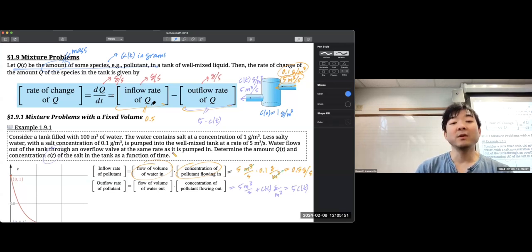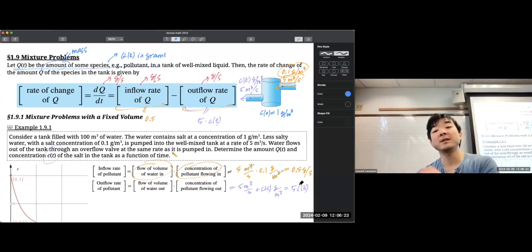But they usually don't give you the inflow rate in terms of grams per second. They usually say something like, we're pumping in water at a concentration of 0.1 grams per meter cubed at a rate of 5 cubic meters per second. And so to find the inflow rate of pollutant, you just take the flow of volume of water going in times the concentration of pollutant coming in. So if you're pumping in 5 cubic meters per second of 0.1 grams per meter cubed concentration, that means you're pumping in essentially 0.5 grams per second of pollutant.